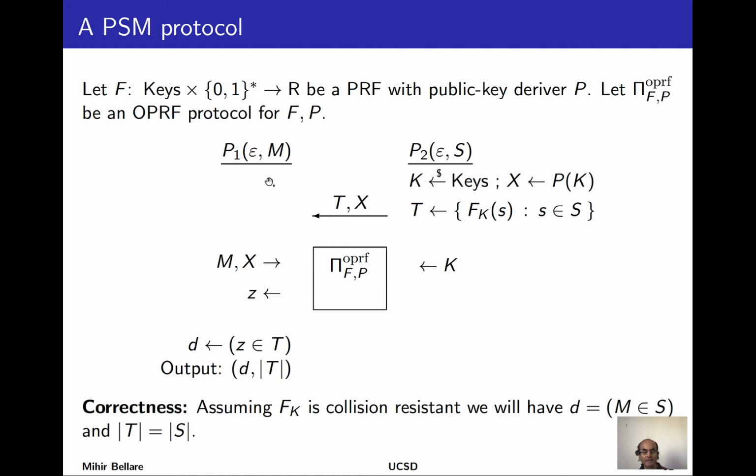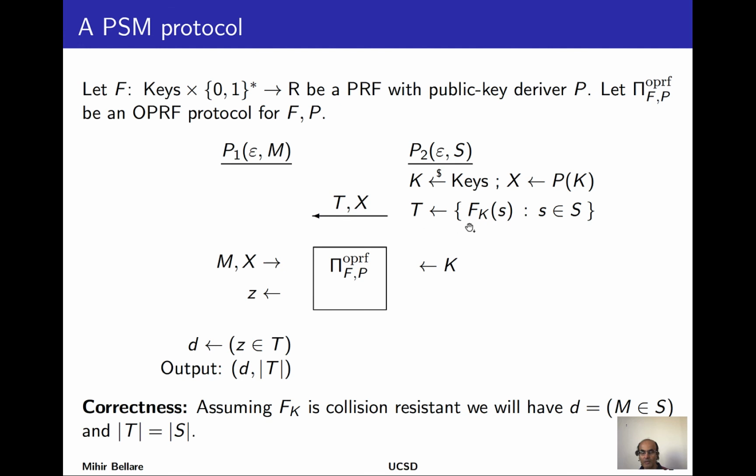We come now to PSM. So party 1 has its input message, party 2 has its set. And we want to know whether M belongs to S. So what party 2, the server, does is it picks a key for the PRF, and it computes the public key information corresponding to that. And it begins by sending that public key information over to party 1. Now, why does it do this? Only because this protocol may use it. It doesn't need it beyond that.